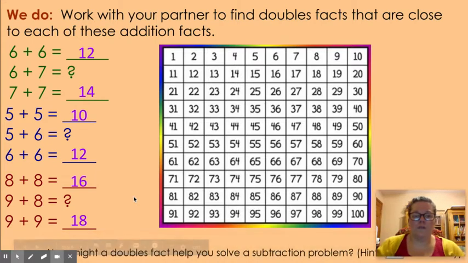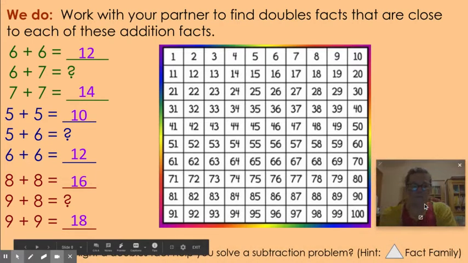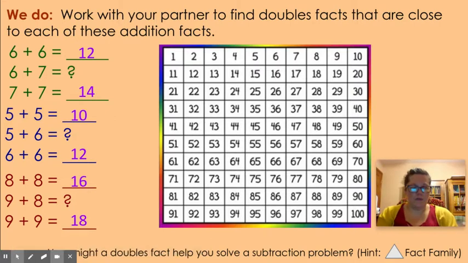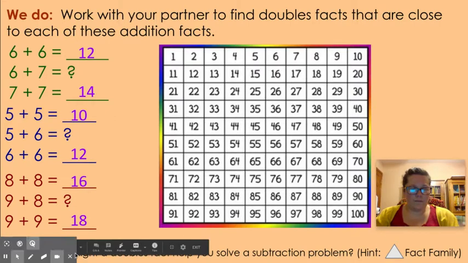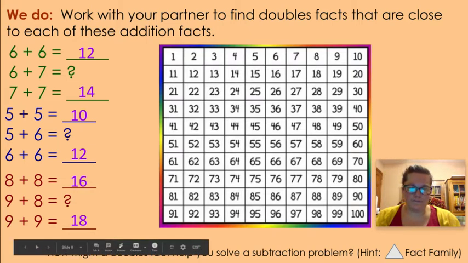All right. So I have a question at the bottom here. Let's wait till this disappears so you can see. All right, it says, how might a doubles fact help you solve a subtraction problem? And the hint is a fact family. If you remember your triangles, you can add two numbers to get the top number, or you can use the top number to subtract and get one of the bottom numbers. All right.